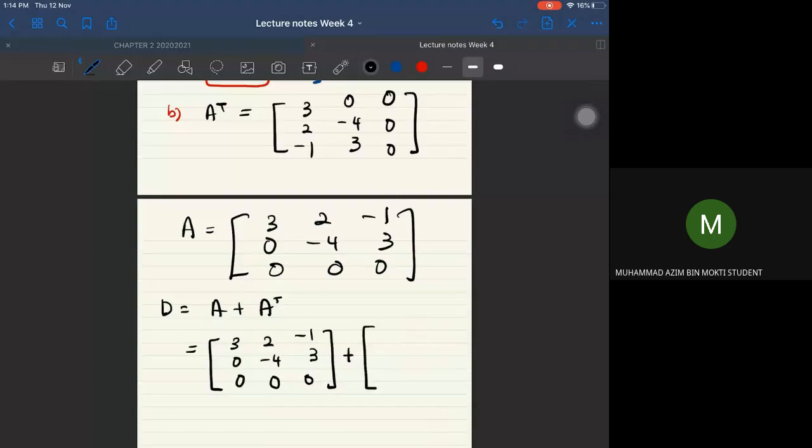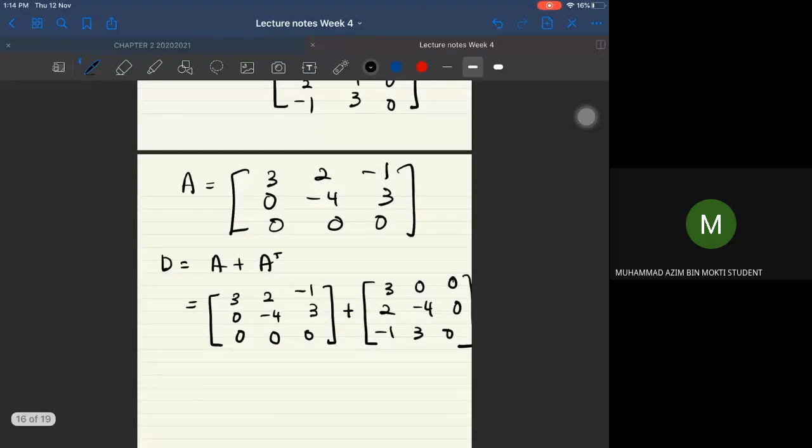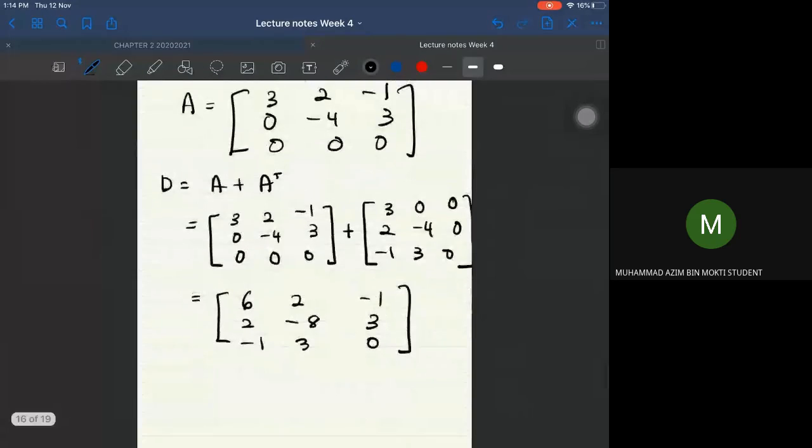Tambah, so A transpose dia 3, 0, 0, 2, negatif 4, 0, negatif 1, 3, 0. Okay, so D equals to A plus A transpose, so you will have your D is equals to, so kena tambah benda yang sama lah, yang ni dengan yang ni. Okay, so you should get your answer is equals to 6, 2, negative 1, 2, negative 8, 3, negative 1, 3, 0. Dapat sama tak?